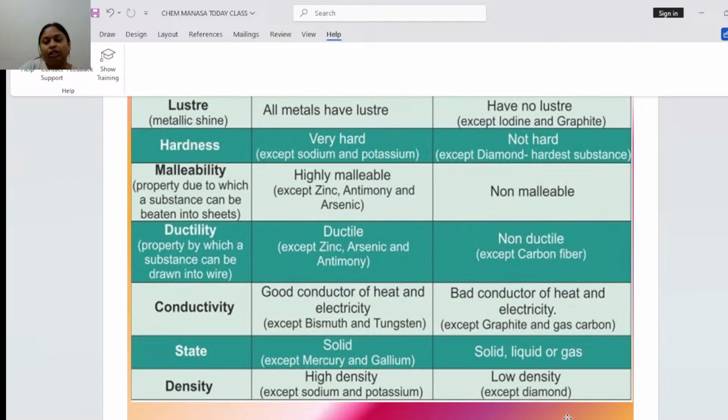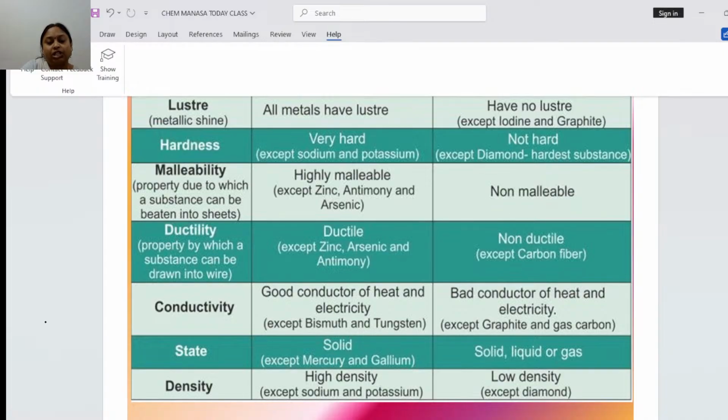When it comes to the non-metals, generally these are very soft in nature, but diamond is the hardest substance. We can't cut it. By using another diamond, we can cut it. So what is the meaning of the malleability property? It is being beaten into thin sheets. So we can make them into sheet form. That will be known as malleability.